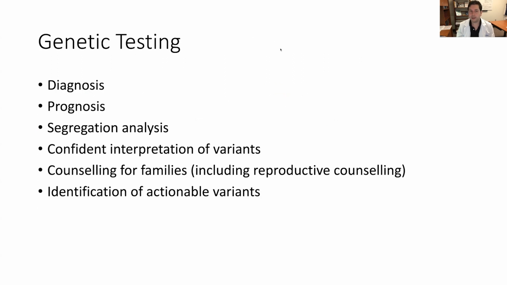So genetic testing, if you haven't got the point yet, is very, very important for defining genetic retinal disease. Diagnosis: it gives us a firm molecular etiology. Prognosis: it allows us to segregate and confidently interpret variants within families and counsel other family members, including the patients themselves and their own plans for reproductive counseling when they're thinking about growing their own families. And it identifies actionable variants like that RPE65 gene that we can use for a gene therapy.